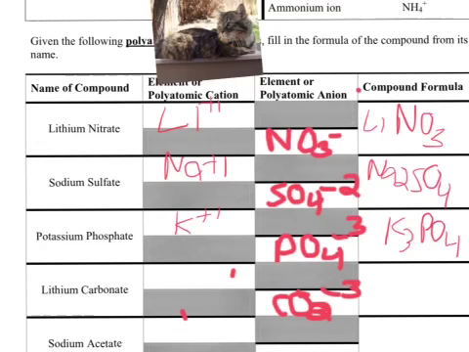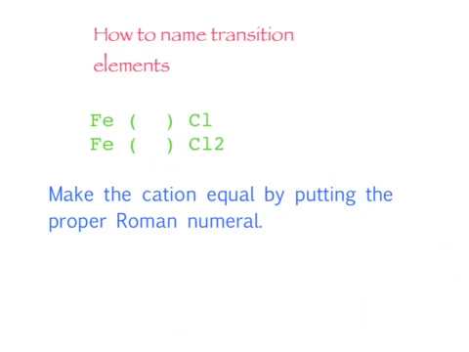And finally we have lithium carbonate. Li is lithium, +1 charge. Carbonate, CO2, -3 charge. Crisscross, you get Li3CO2. That makes all the charges balanced.